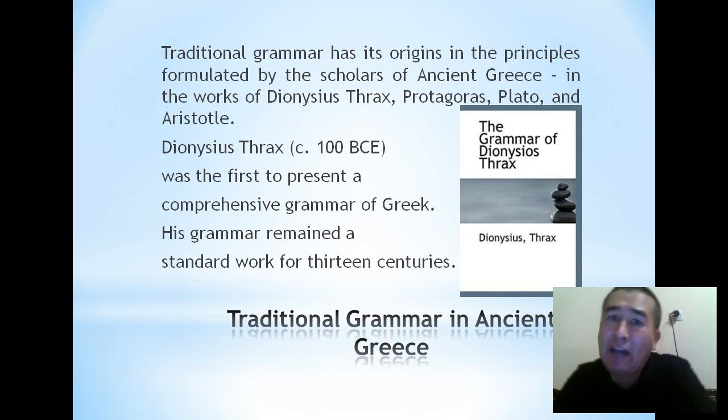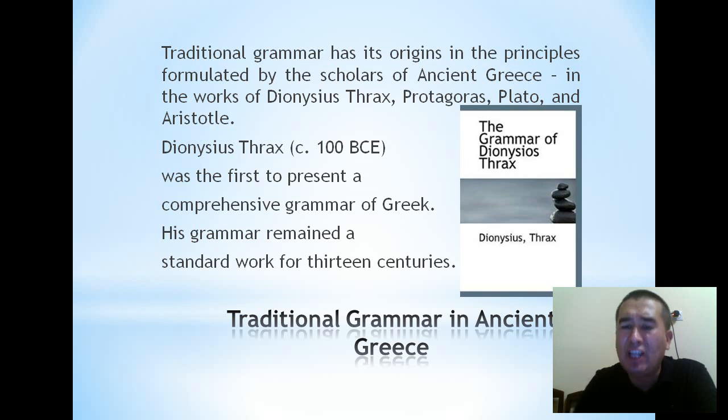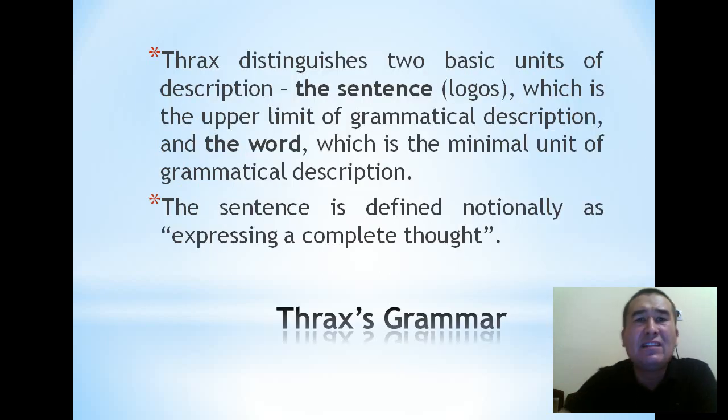Traditional grammar has its origins in the principles formulated by the scholars of ancient Greece in the works of Dionysius Thrax, Protagoras, Plato, and Aristotle. Dionysius Thrax was the first to present a comprehensive grammar of Greek. His grammar remained a standard work for 13 centuries. Thrax distinguished two basic units of description: the sentence, logos, which is the upper limit of grammatical description, and the verb, which is the minimal unit of grammatical description. The sentence is defined notionally as expressing a complete thought.